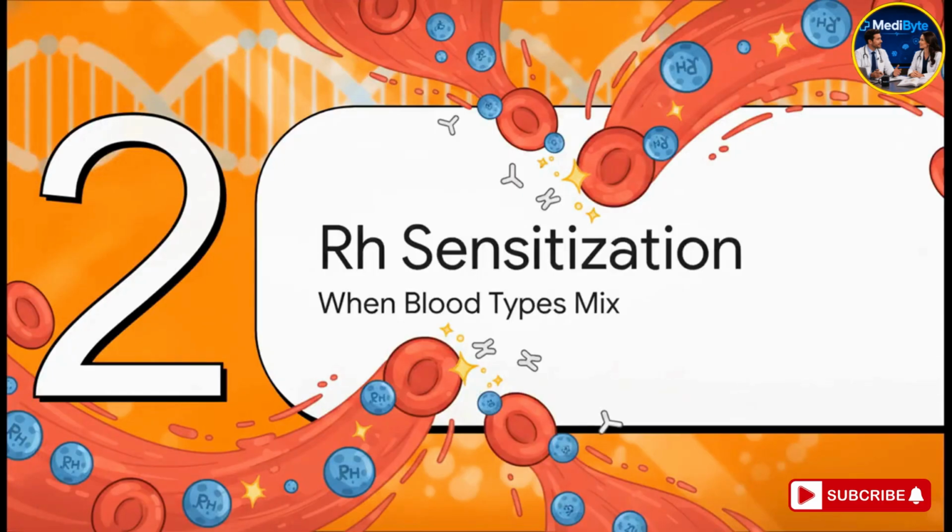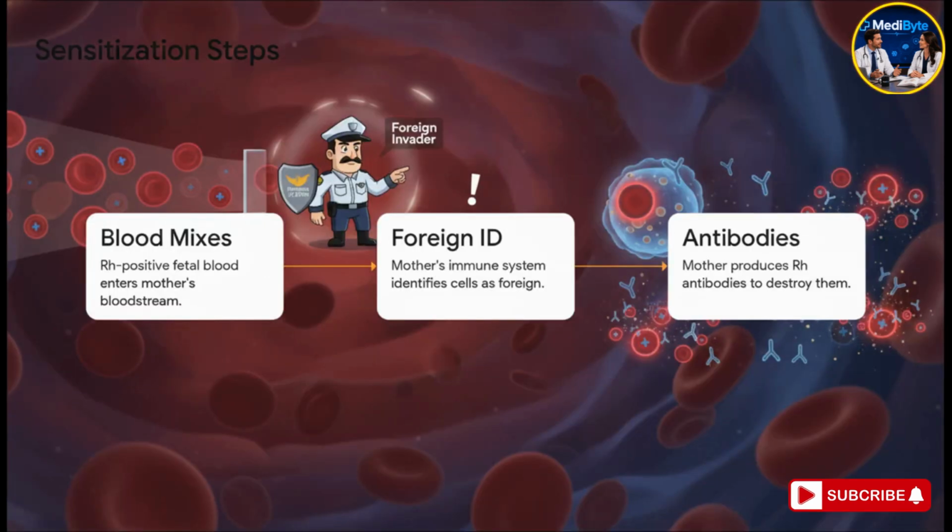Moving to Section 2, sensitization, or what happens when those blood types mix. Think of the mother's immune system like a highly trained security force, right? Step 1. During pregnancy, or actually more commonly at delivery, a tiny amount of the baby's Rh positive blood might cross over and enter the mom's bloodstream. Step 2. The mom's immune system is patrolling the area, spots these Rh positive cells, and immediately flags them as foreign invaders. Why? Because she doesn't have that molecule herself.